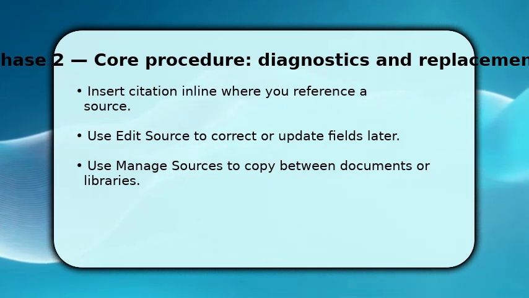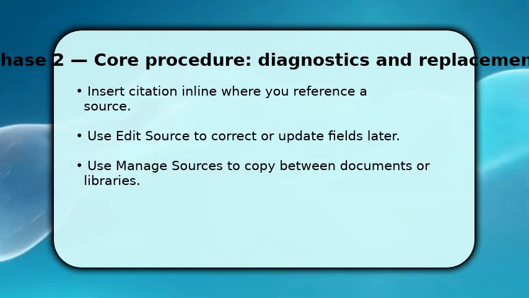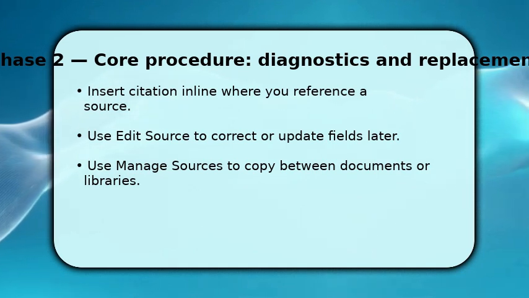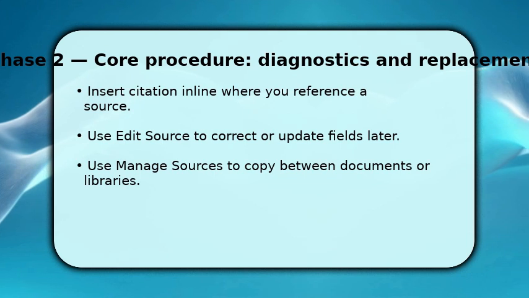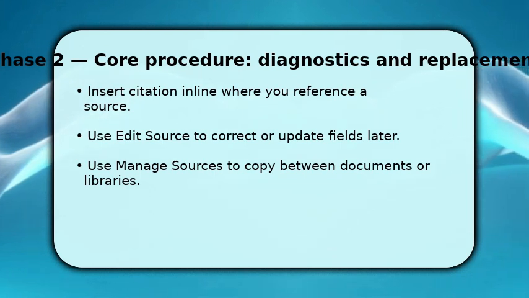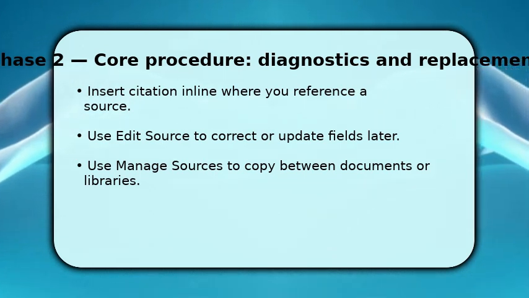To reuse sources across files, open Manage Sources, copy items between the current list and master list, then close. Make sure to preview how in-text citations appear with punctuation and page numbers. Adjust via citation options so citations match publisher or professor requirements.